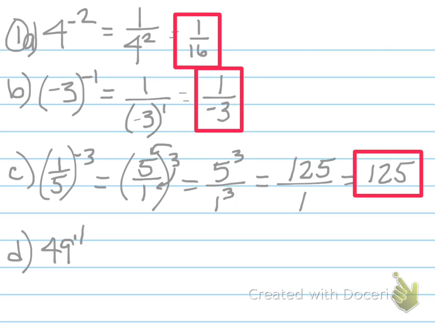Coming on down to D, 49 to the 1/2 power, rational exponents. So 1/2 power is the same as the square root of 49. The square root of 49, we know, is simply 7.